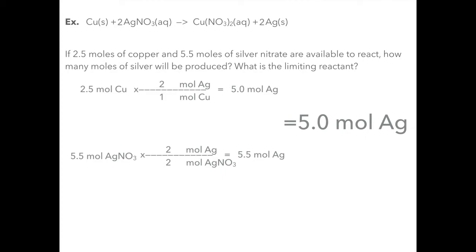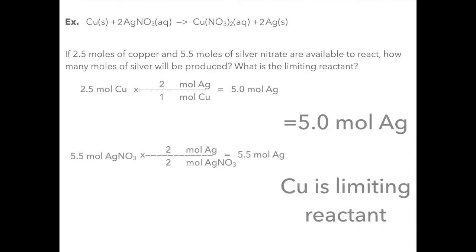Now, what would my limiting reactant be? That would be the reactant that dictates how much product I can make. So copper is your limiting reactant because once you've made 5.0 moles of silver, you run out of copper and you can't make any more. Even though there's enough silver nitrate to make 5.5 moles of silver, there's not enough copper, making copper your limiting reactant. So let's look at another example.